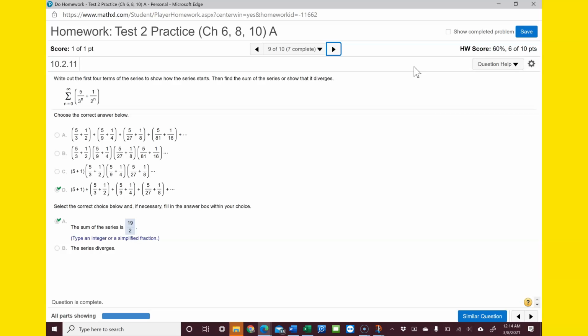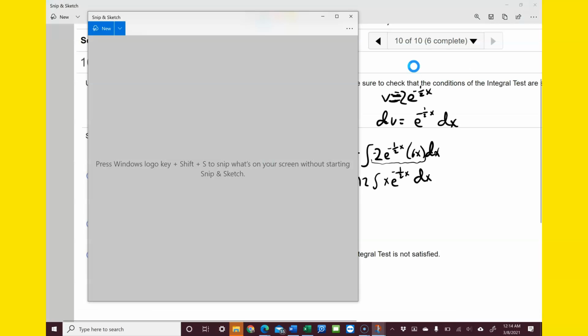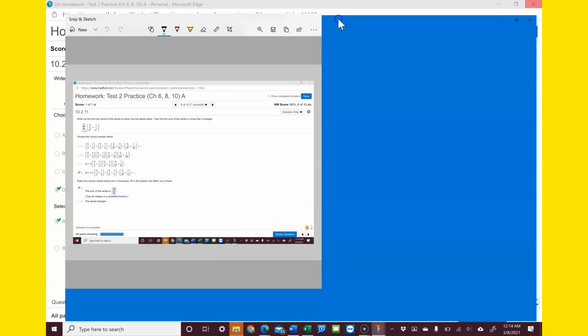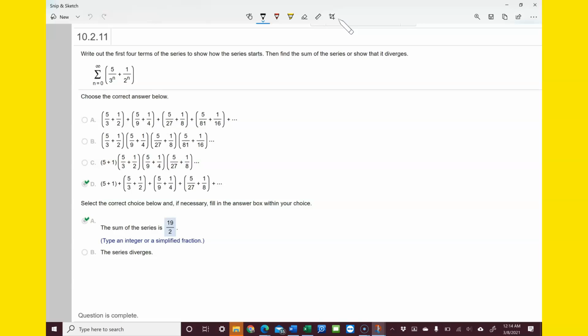Alright, for number 9, write out the first 4 terms of this series. That would mean plugging in 0. So if we plug in 0, we get 5 over 3 to the 0 plus 1 over 2 to the 0. That's like 5 over 1 plus 1 over 1, so 5 plus 1. So that narrows it down to C and D. But the next term is going to be plugging in 1, and it's not going to be 5 plus 1 times whatever's next. It's going to be 5 plus 1 plus whatever the next term is. So we can already go ahead and say that it is D.